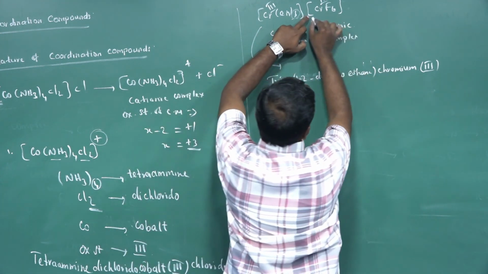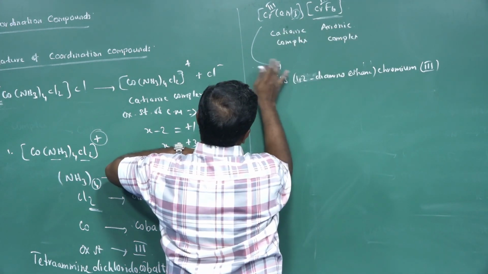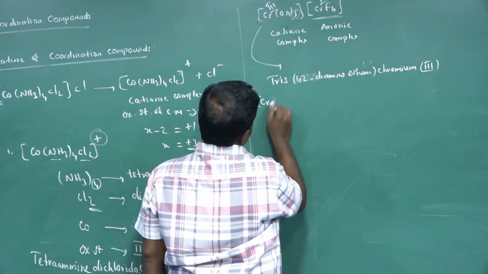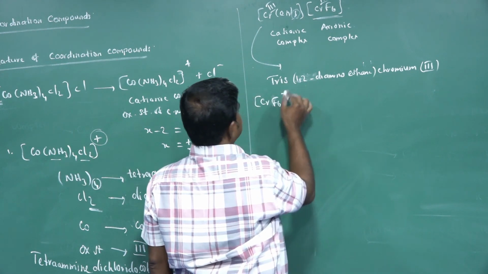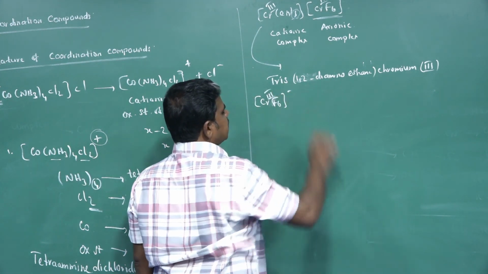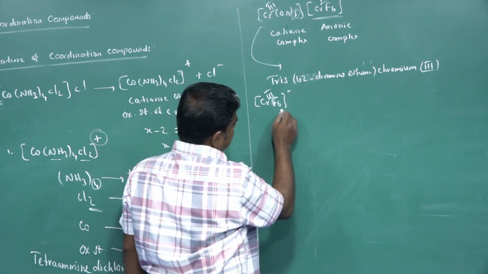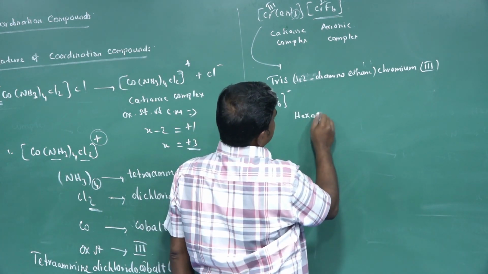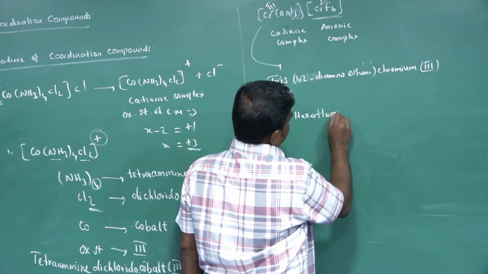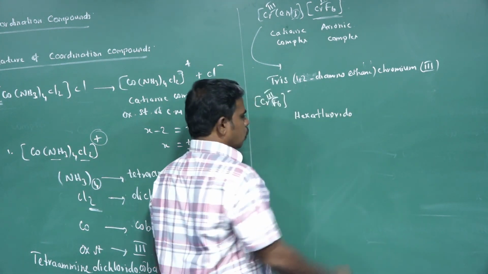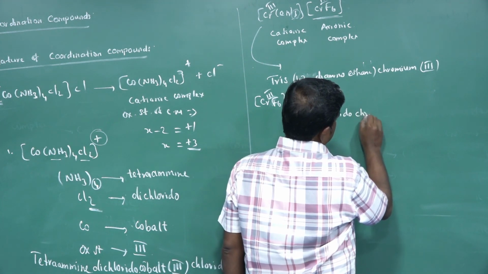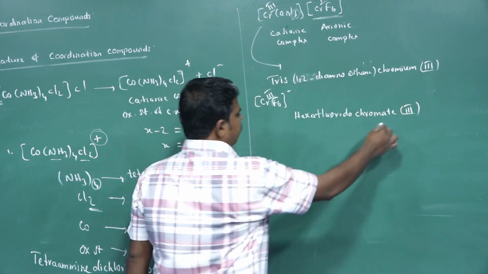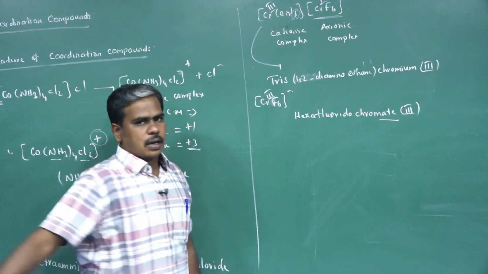And after that, we take this one. It is nothing but [Cr(en)3]. Now we take [CrF6], and here 3, so it is a negative complex. Now for naming, here the number is 6, so it is hexa, and it is fluorido. So hexafluoridochromate(III). Why do we take chromate? Because it is an anionic complex.